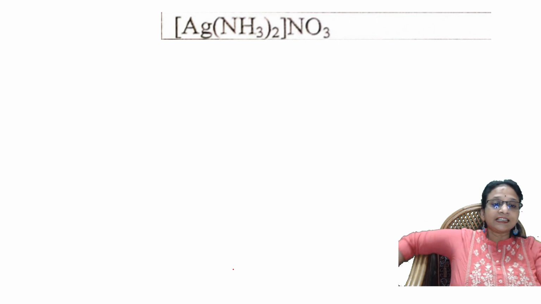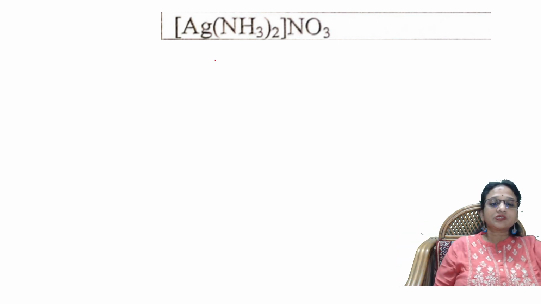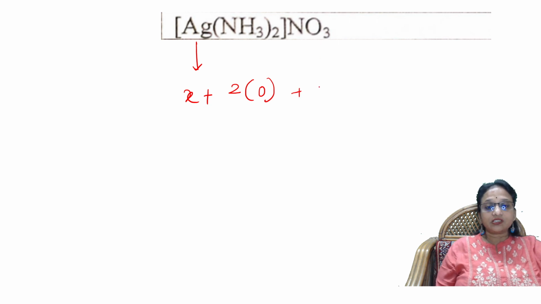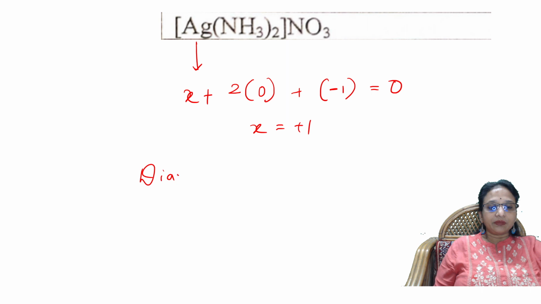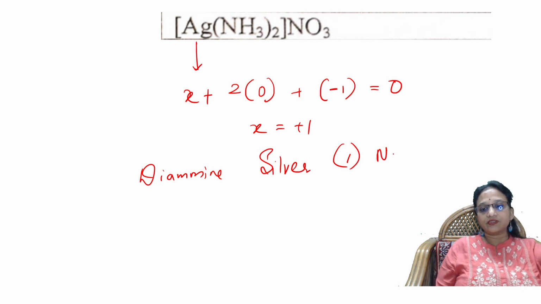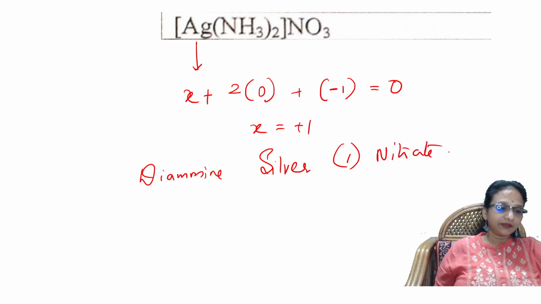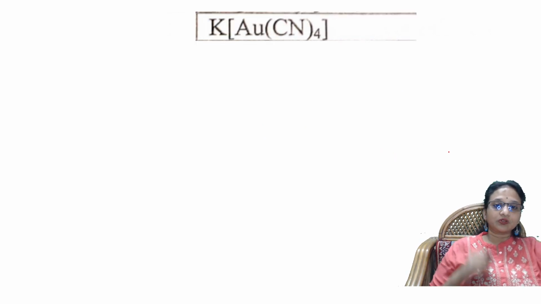Yes. Next complex, let us see. This is also easy. Calculate X plus 2 into 0 plus NO3, charge is -1, equal to 0. X is equal to +1. Name it. Diammine silver 1 nitrate. Correct students? Easy? Easy. Let us see one more.